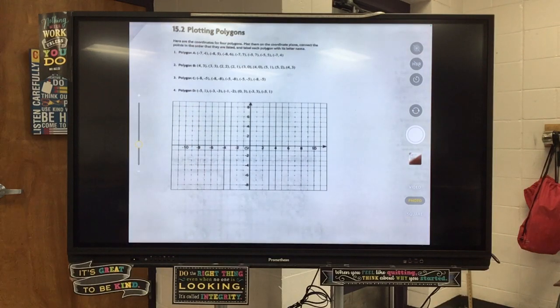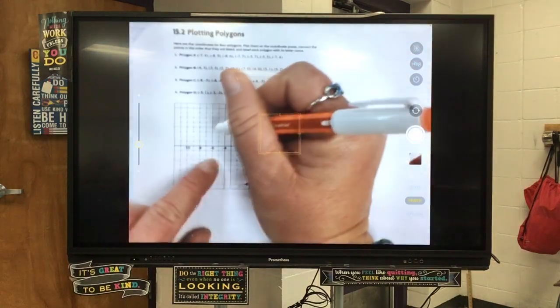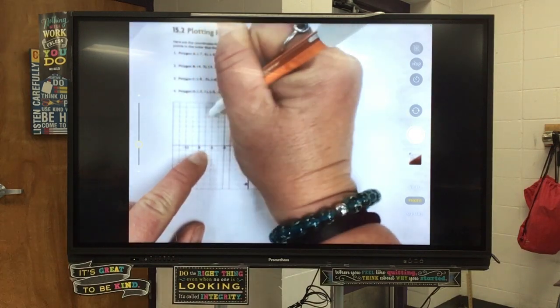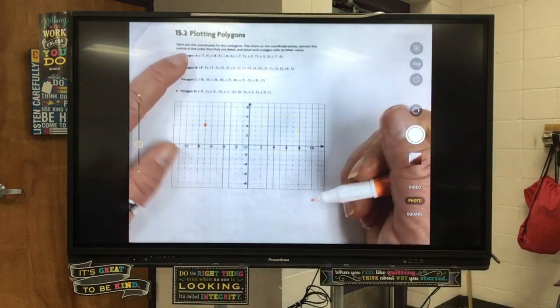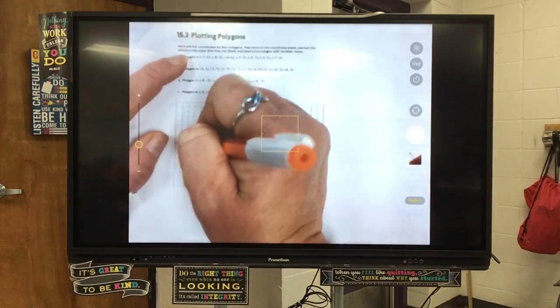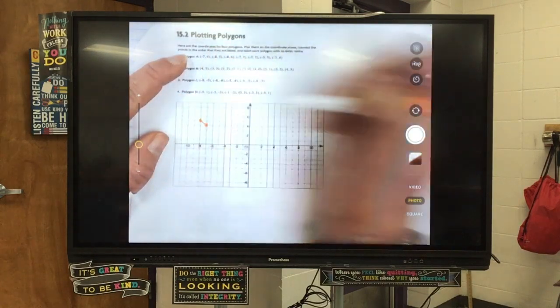Alright, so the first one, polygon A, we are doing negative 7, 4. So am I going to the left or to the right first? How many? Okay. So negative 7, 4 is going to be right here. Alright, next one, negative 8, 5. Where am I going for that one? Left 8 and up 5. Alright, so I'm going to draw my line right there.